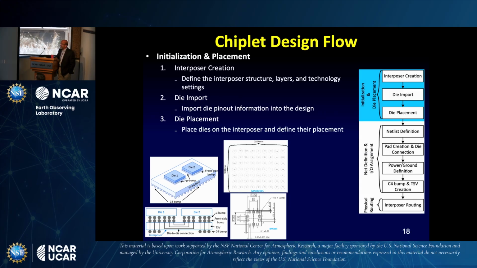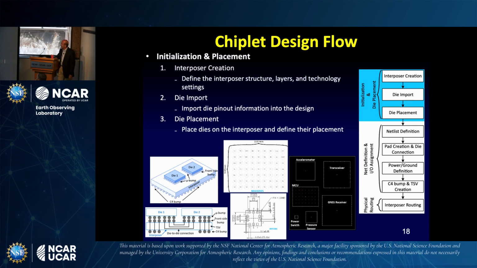Then we come up with the dies that we get from the data sheet, and the data sheet die has pins, so we mimic the locations of these pins in a text file, and then load these dies. And then in the third step, we place them.